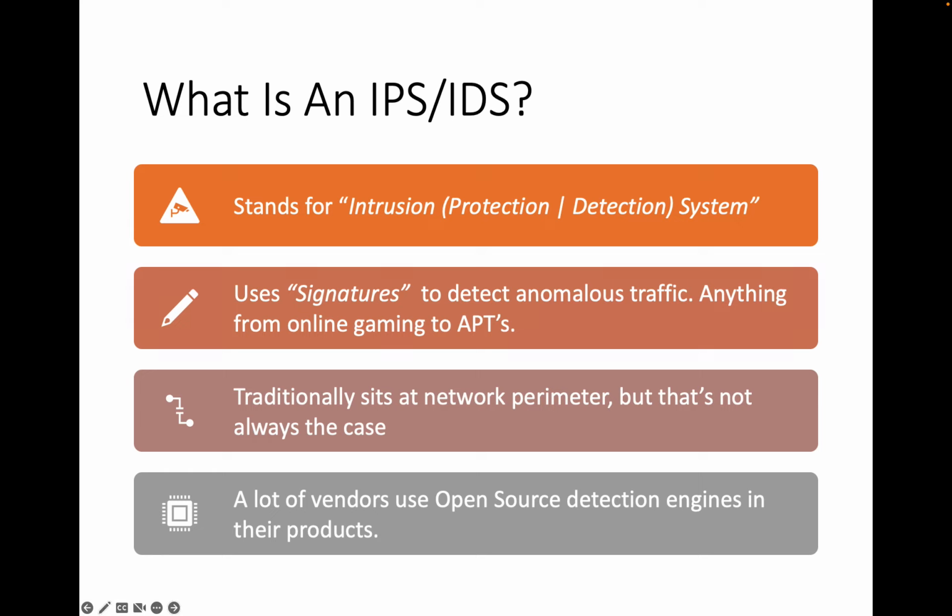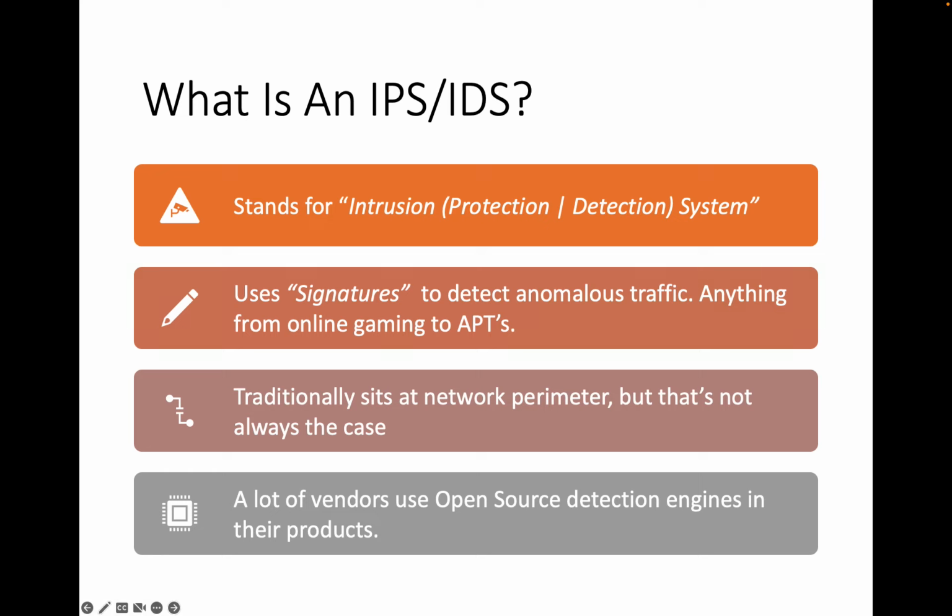Signatures are an example of static detection. Dynamic analysis is when you're executing something in a VM and interacting with it. Signatures are considered static. They're used to detect anomalous traffic. You can use them to detect policy violations, like gaming in your environment, or APT-related traffic.